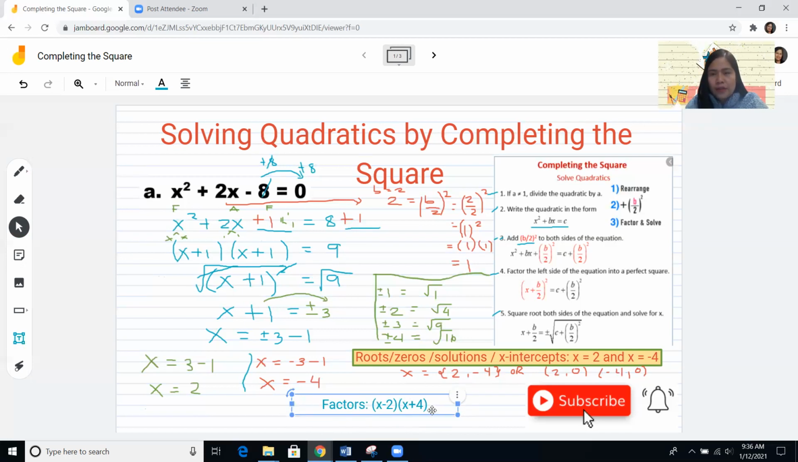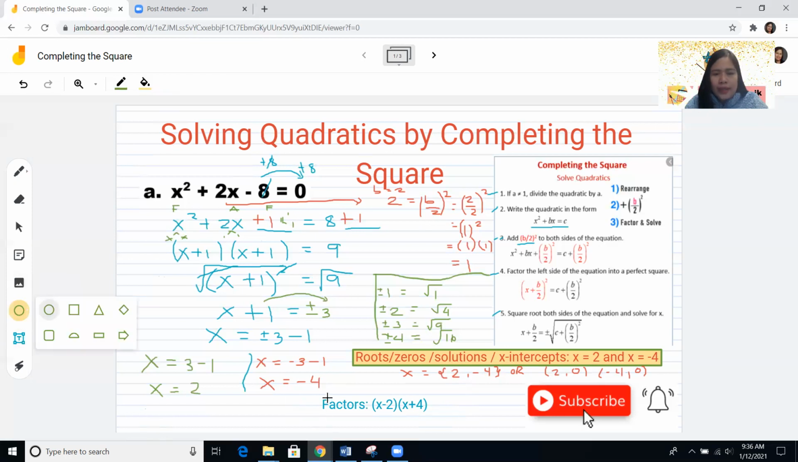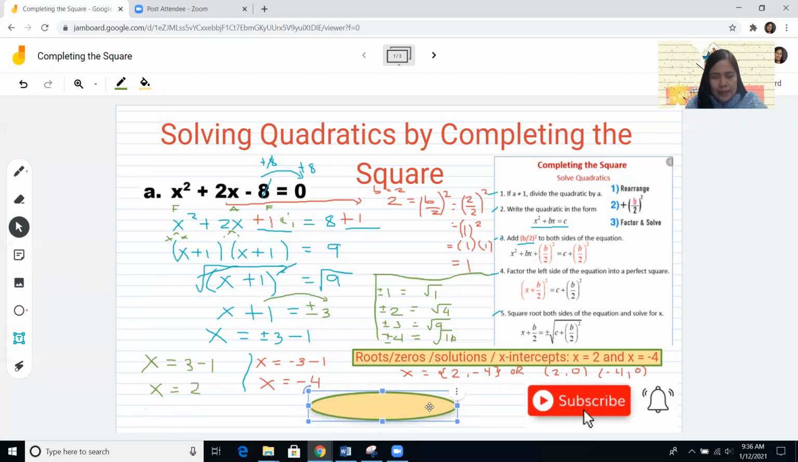Those are different. Factors are different from those terms, okay? So let me highlight this one also. It depends on the question during the assessment or during the test on how you will show or write your answer. There you go. So that is how we solve quadratics by completing the square.